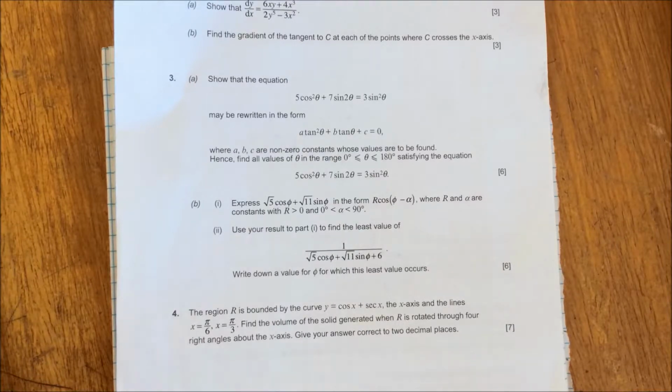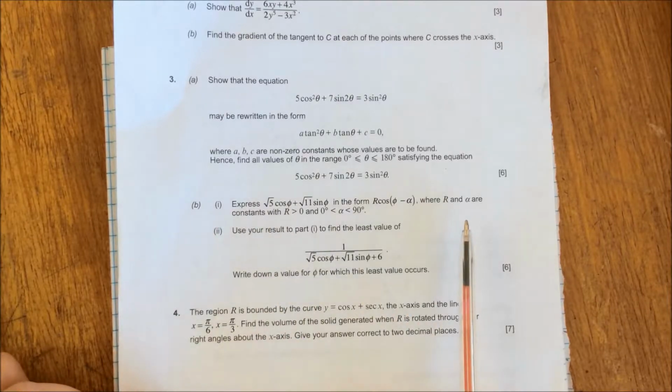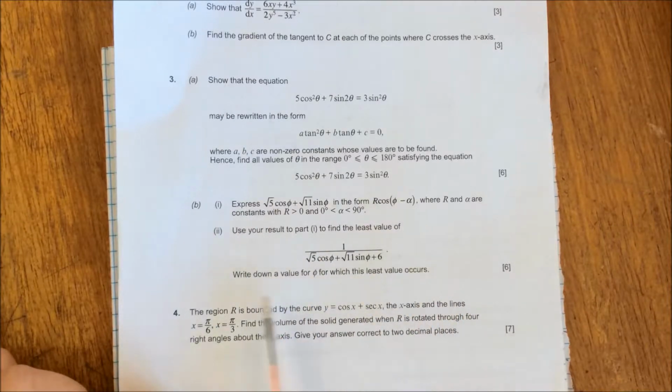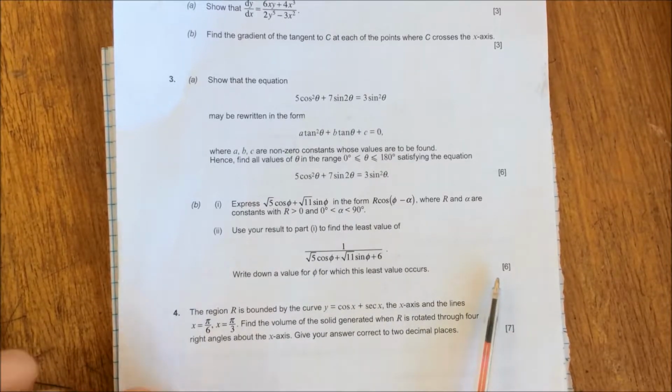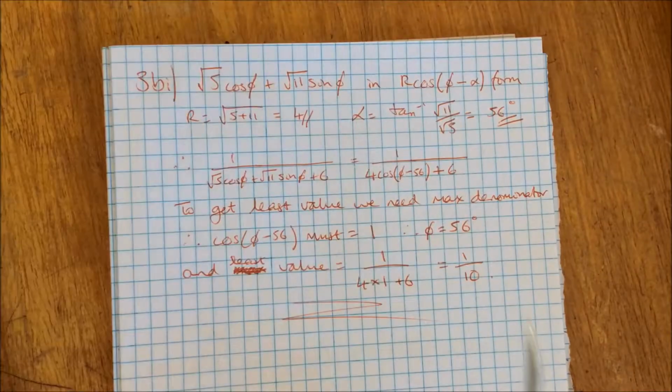Question 3b on the 2017 C4 paper. It's the R alpha method. It's pretty bog standard, asking for a least value later on. So with 6 marks this year, we will take that. So let's have a look at it.